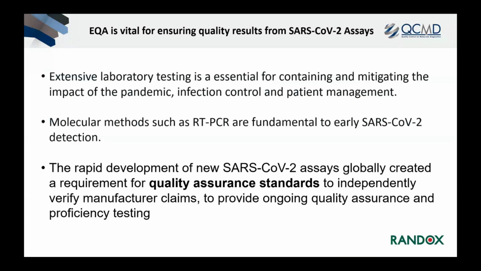One thing that happened with the SARS coronavirus was the extremely rapid development of commercial tests as well. And there is always this feeling that commercial equals a good test, but having external independent quality assessment and control is crucial to verify what manufacturers' claims are and to make sure that there is ongoing quality assurance. And proficiency testing is at the forefront.